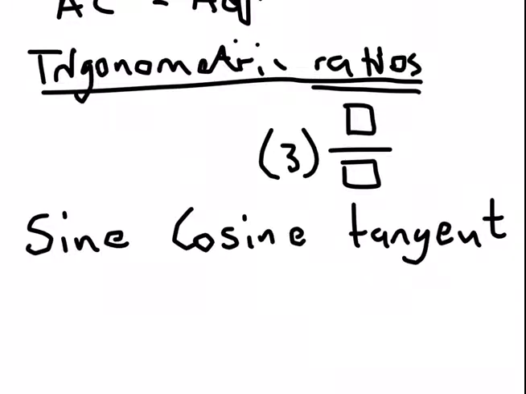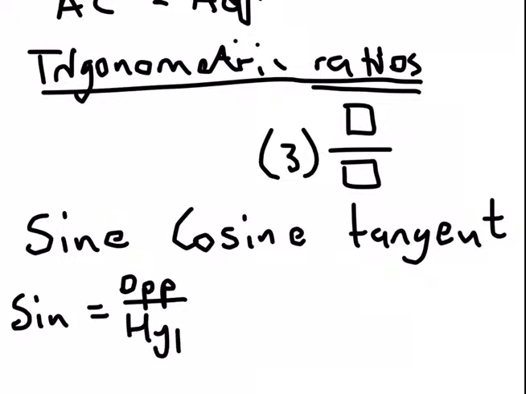Sine, cosine, and tangent. So the ratio for sine is opposite side over hypotenuse side. I'm sure by now you know what the opposite side is, you know what the hypotenuse side is.